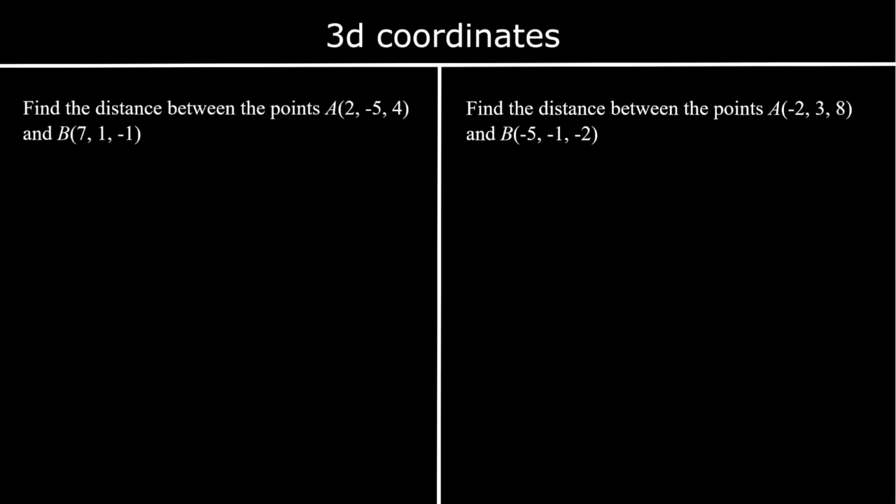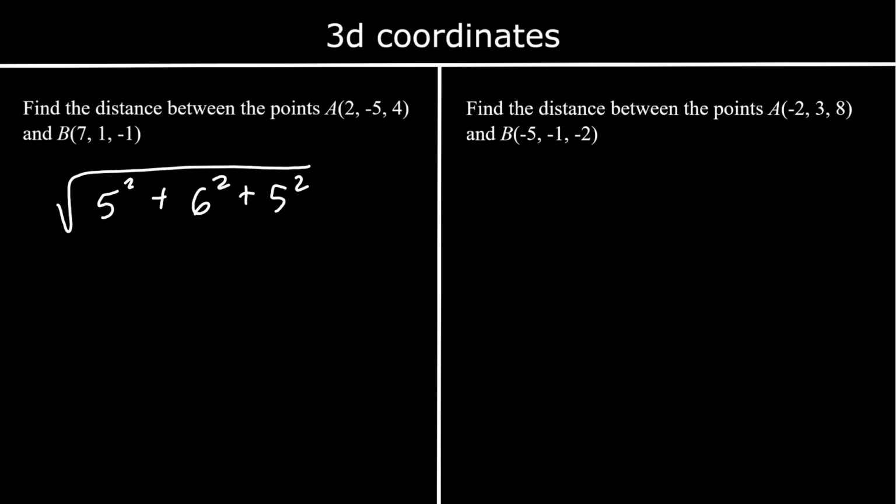Find the distance between point A, with coordinates 2, negative 5, 4, and B, which is at 7, 1, negative 1. So we're just looking for the change. What's the change in the x? What's the change in the y? And what's the change in the z? So the change in the x between 2 and 7 is 5. The change between negative 5 and 1, that's 6. And the change between negative 1 and 4, that's 5.